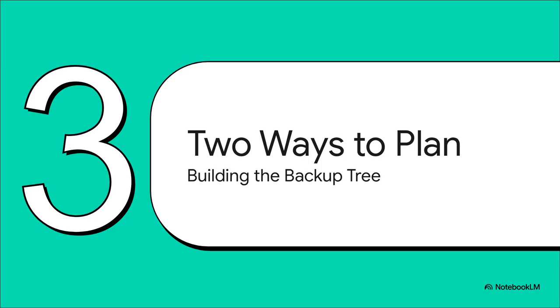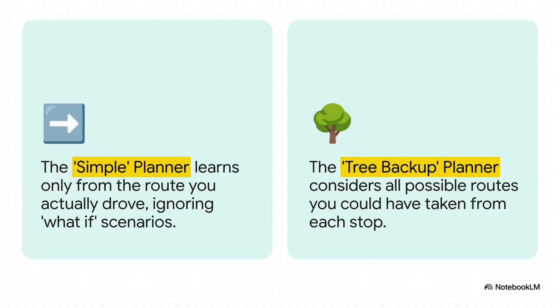Okay, but even with this 4-day plan, there are a couple of different ways you could update your estimate for how long the entire trip is going to take. And this is where things get really cool. Now, a simple planner would only learn from the exact route you took each day. If you took the highway from city A to city B, well, that's the only thing it cares about. It completely ignores all the what-if scenarios. But the tree backup planner?